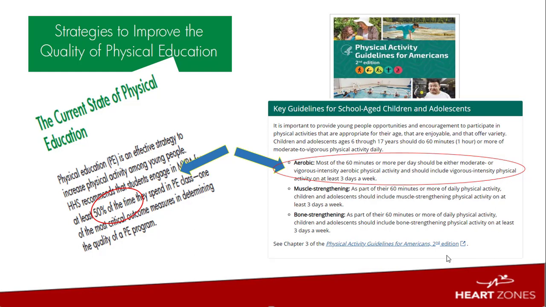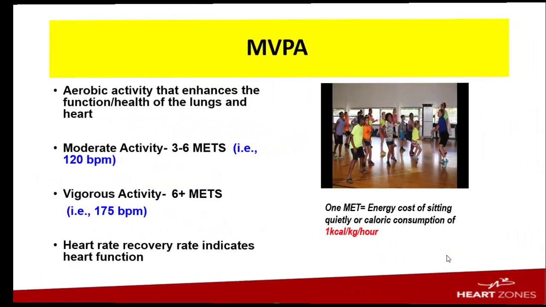And further, the CDC, as their guidelines for all people, say that children, 6 through 17, should on a daily basis participate in 1 hour or more of moderate to vigorous physical activity. And at least 3 days a week. Well, that would probably suggest to us that it might be useful for us to know something about moderate to vigorous physical activity.